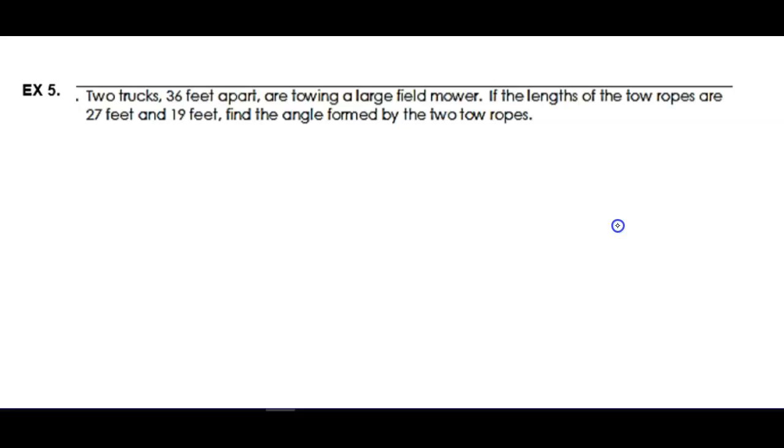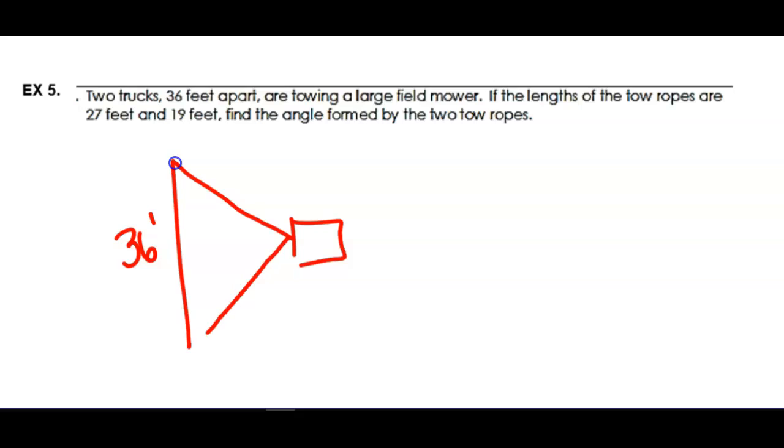This one, I wrote down that I should just set this up, that you should be able to do the rest. Okay, this was kind of bothering me when I read all this, and then I figured out it has to be an obtuse angle. Okay, 2 trucks 36 feet apart are towing a large field mower. So there's this big mower out here. If the 2 ropes are 27 and 19, okay, mine look the same, but find the angle formed by the 2 tow ropes.